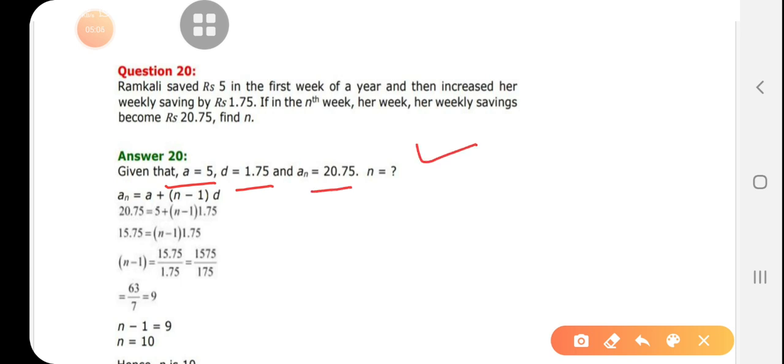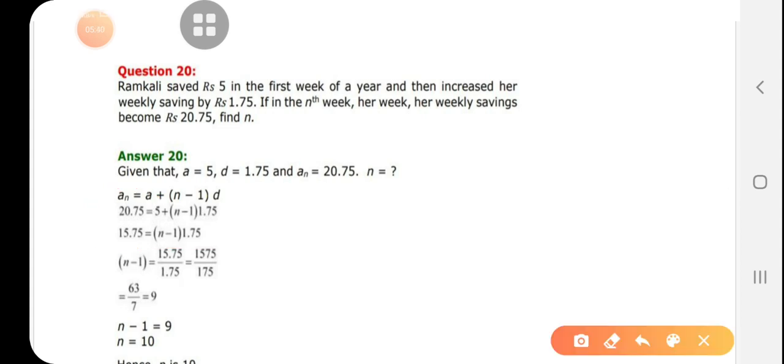Now we have to find the value of n using the formula an is equal to a plus n minus 1 into d. an is equal to 20.75, a is 5, n minus 1 we have to find, and d is equal to 1.75. So transpose 5 from right to left, it will be minus, and we get 15.75, and on the right side n minus 1 into 1.75. So n minus 1 will be 15.75 by 1.75.